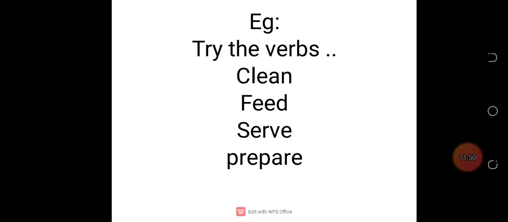Very good. We can do the same with the rest of the words below: feed, serve, prepare. Very good. This is very simple, and I urge you to try to form sentences with those words below on your own.